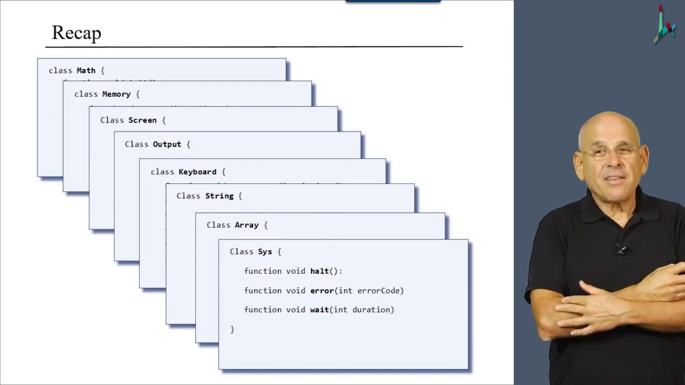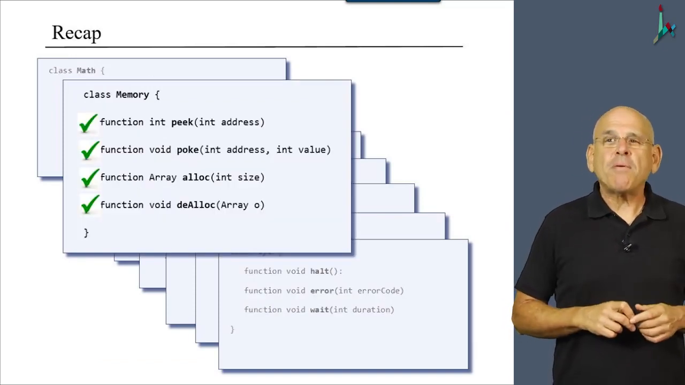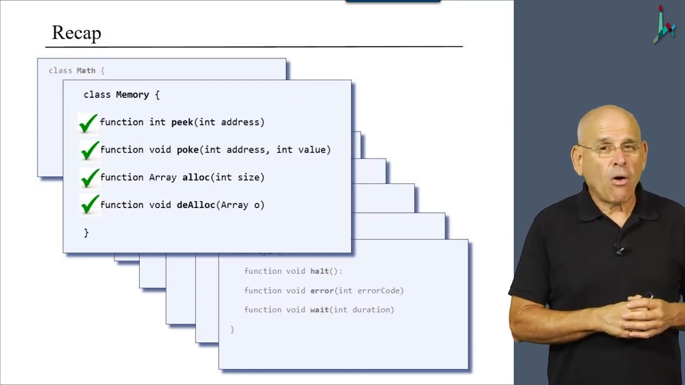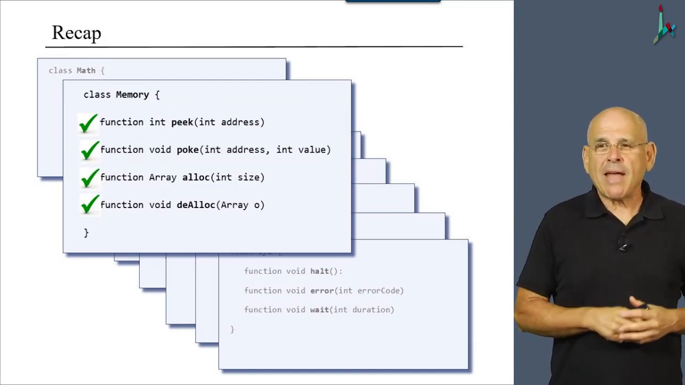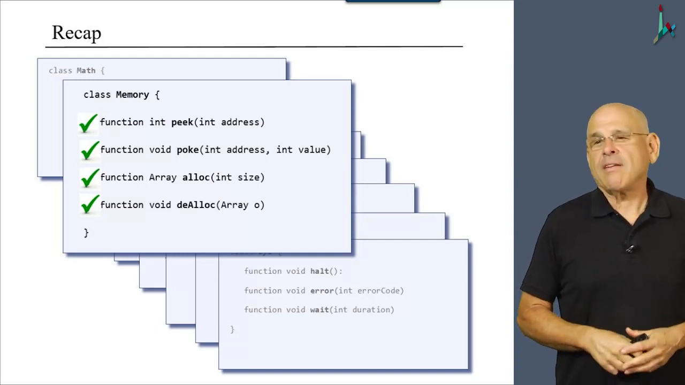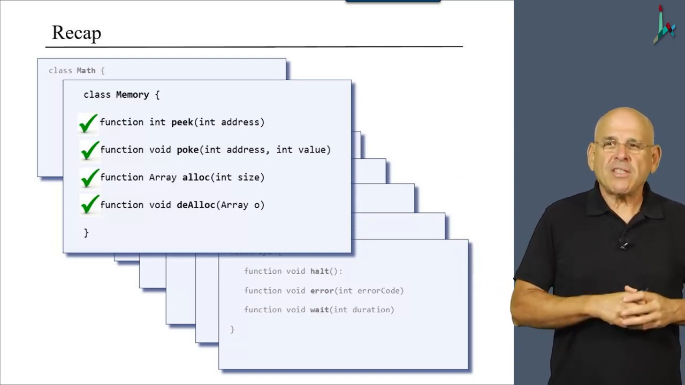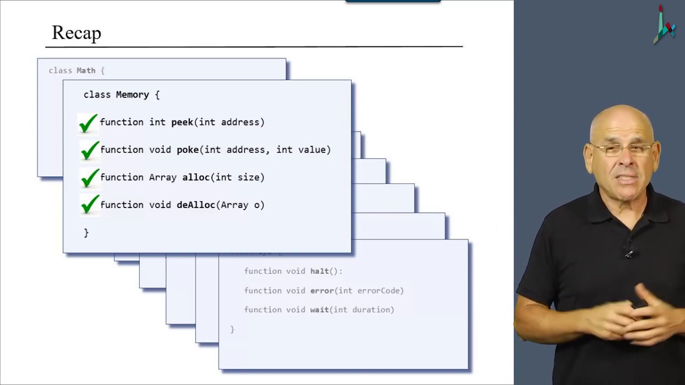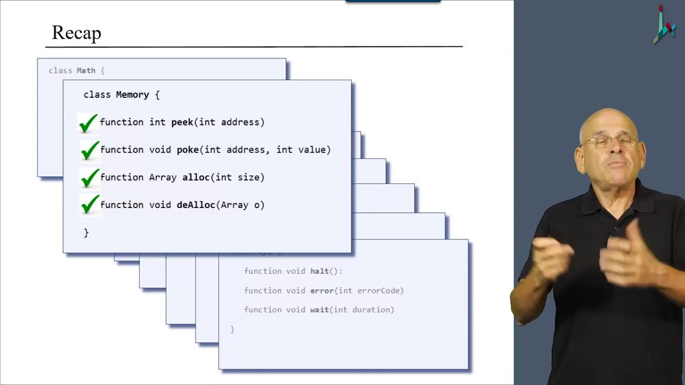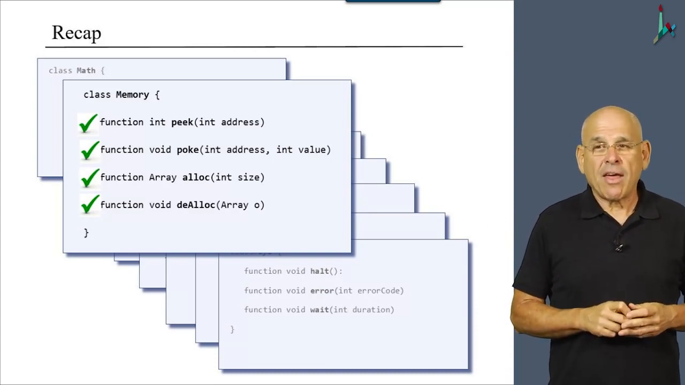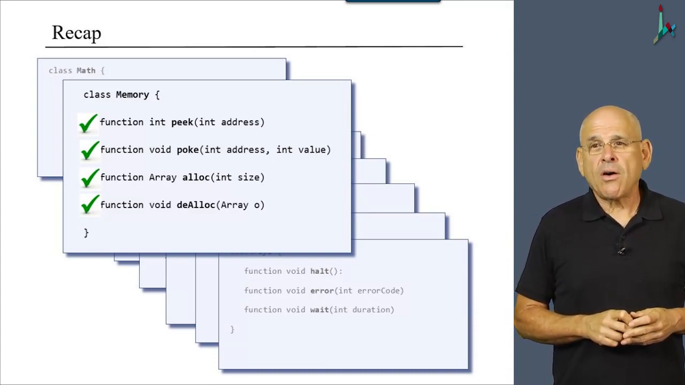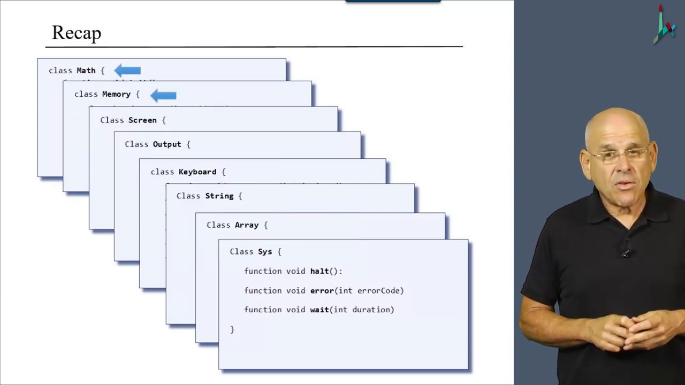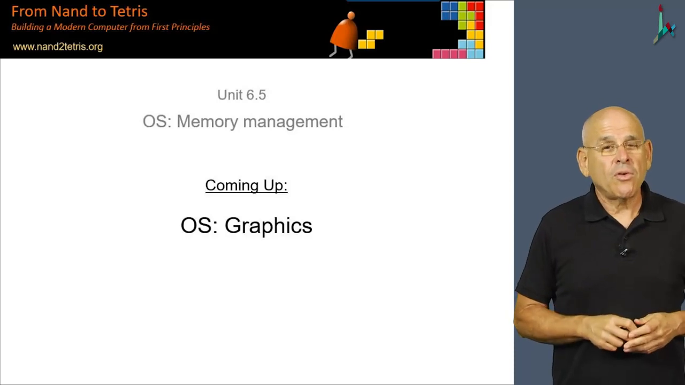So that's it. We finished implementing the memory class. We implemented peek and poke in the previous unit, and we've implemented alloc and dealloc in this unit. All these functions are classical. You can find them in any operating system out there. And now you actually understand how they work. So that's it. We are done with the memory class. And in the next unit, we're going to delve into graphics.